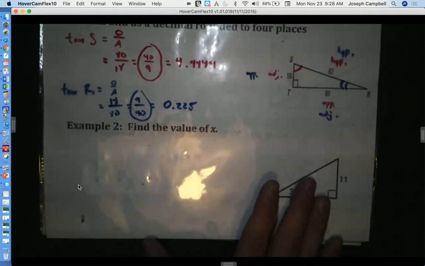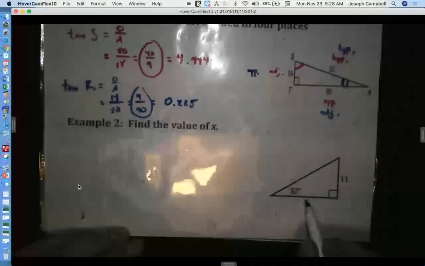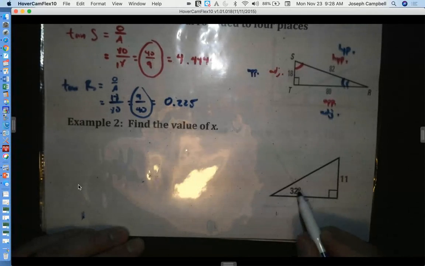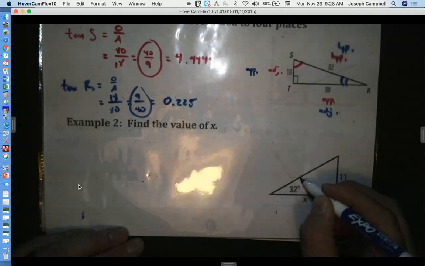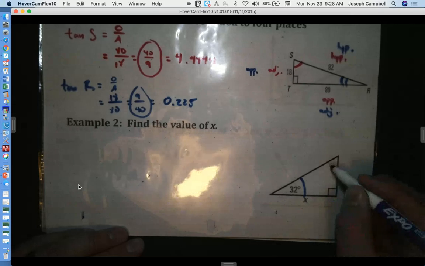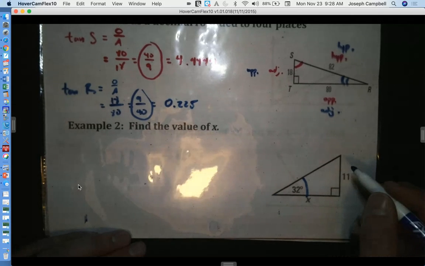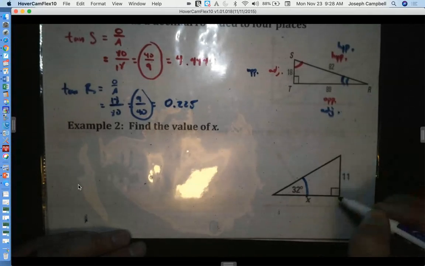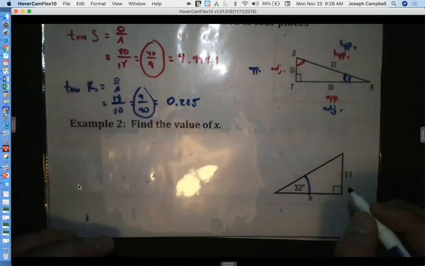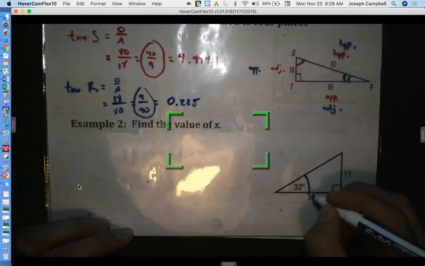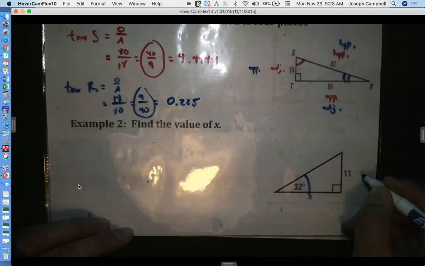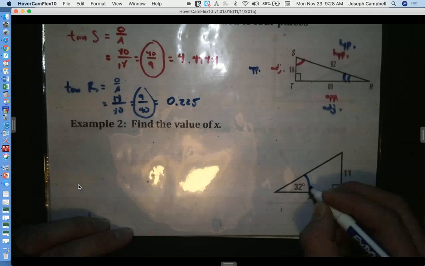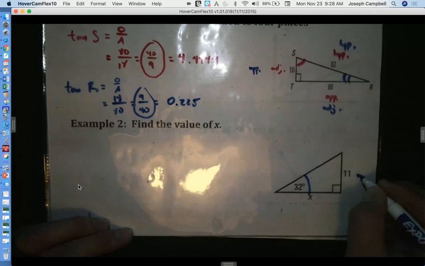So they want us to find the value of x. Okay, this is x. They've given me 32 degrees. I'm going to go ahead and use 32 degrees, even though I could probably figure out what this is too. Really easy using the triangle sum theorem, right? All the angles add to 180. Let's just use 32. So in relation to 32, what is 11? Is it opposite, adjacent, or is it the hypotenuse? In relation to 32, it's the opposite side.